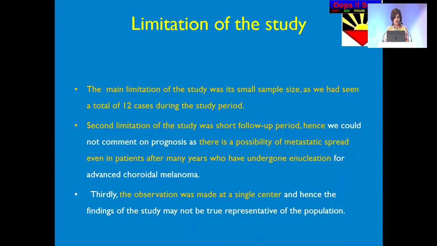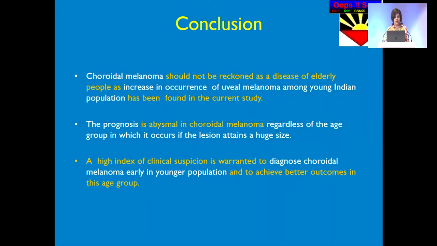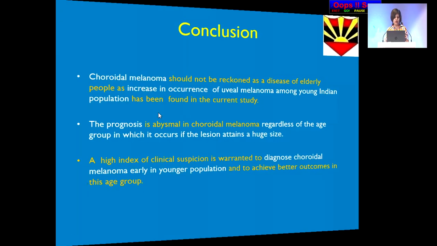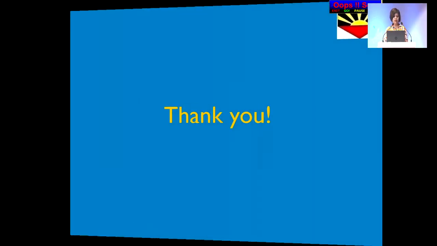So main limitation was a small sample size and short follow-up period. And thirdly, the observation was made at a single center. Hence, the findings may not be too representative of the population. To conclude, choroidal melanoma should not be considered as a disease of elderly people. The prognosis is abysmal if the lesion attains a huge size, and a high index of clinical suspicion is required to diagnose this entity in younger population and to achieve better outcomes in this age group. These are my references. Thank you.